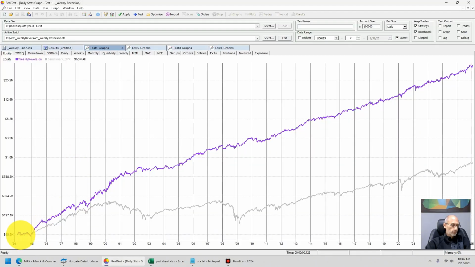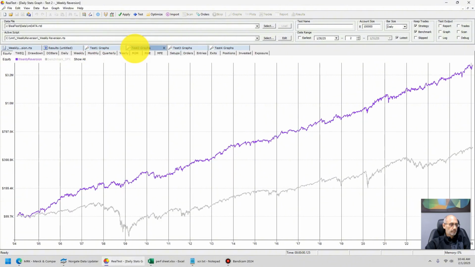And now let's look at a longer term equity curve of this strategy. This is the back test of the strategy going back to 1994. Purple line is the strategy and the gray line is the S&P 500. So that's what it looks like. And let's zoom in a little bit. Here it is, same graph going back to 2004. We can see that it really outperformed the S&P 500 during the subprime crisis.